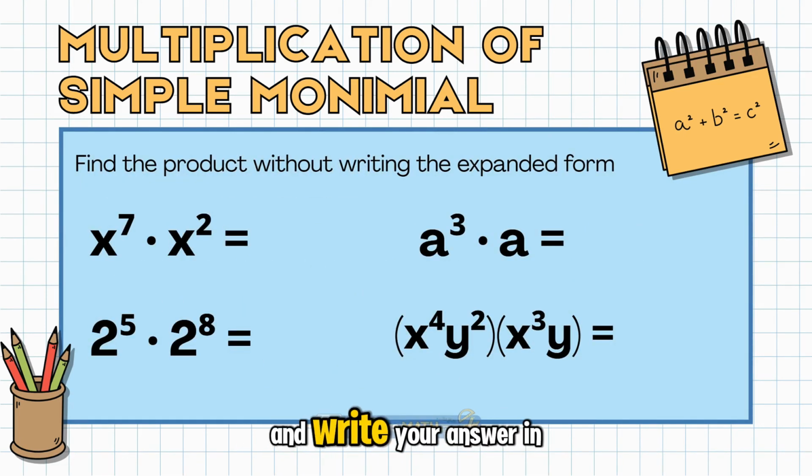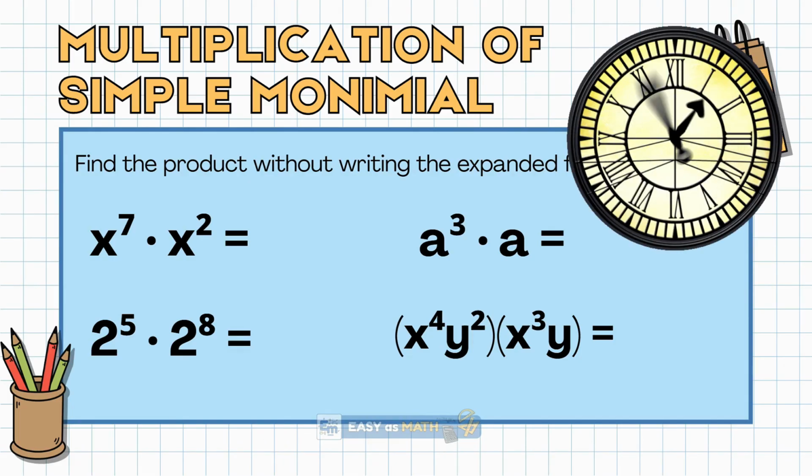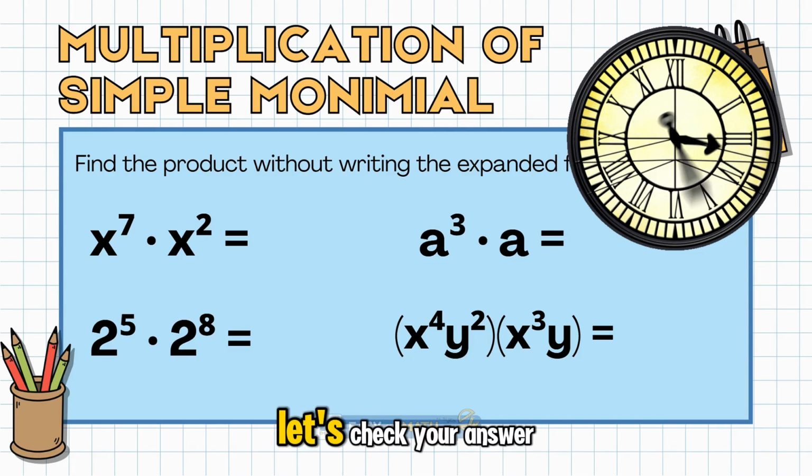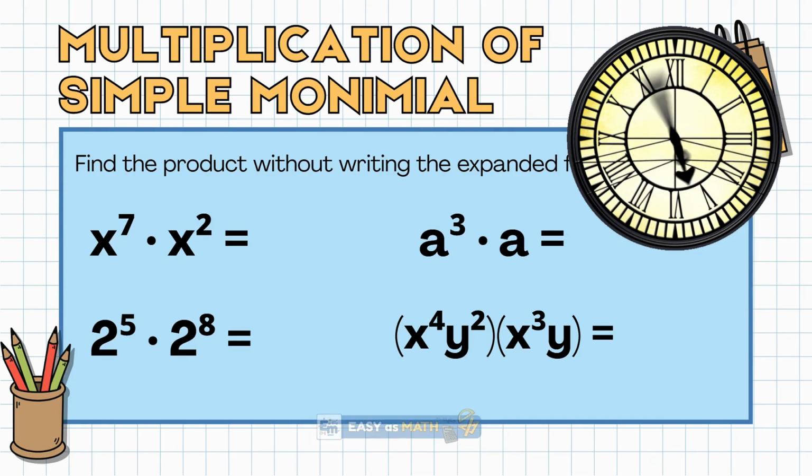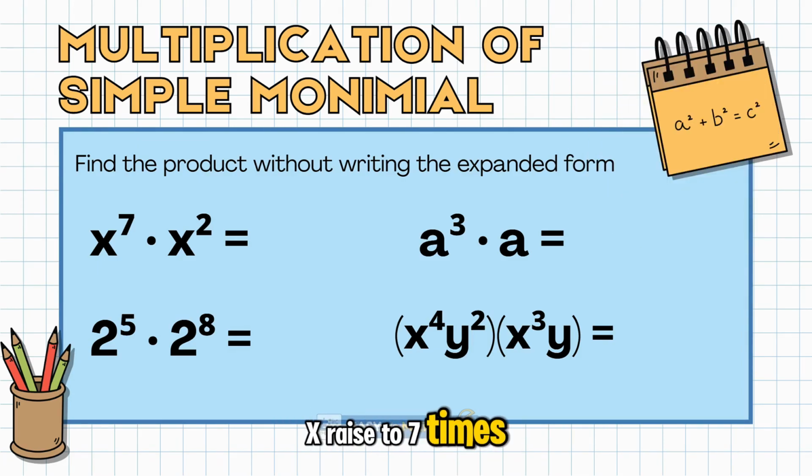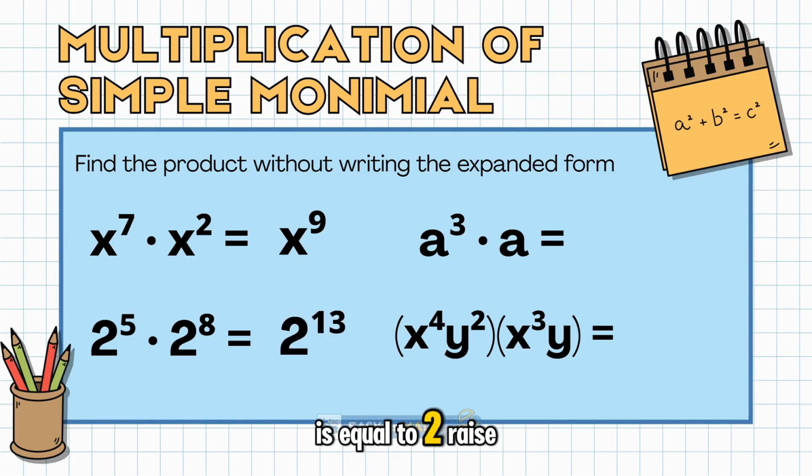Pause the video and write your answer in the comment section. Let's check your answer. x raised to 7 times x raised to 2 is equal to x raised to 9. 2 raised to 5 times 2 raised to 8 is equal to 2 raised to 13. a raised to 3 times a is equal to a raised to 4.